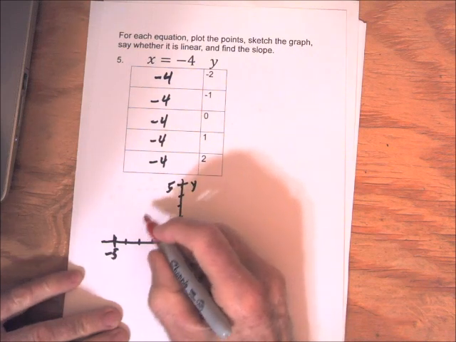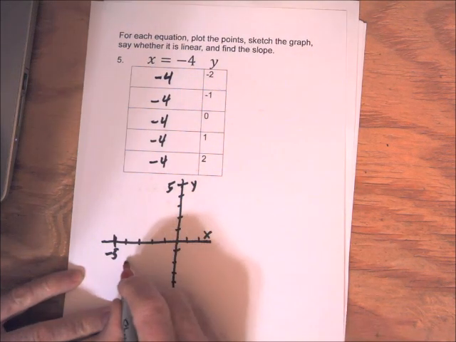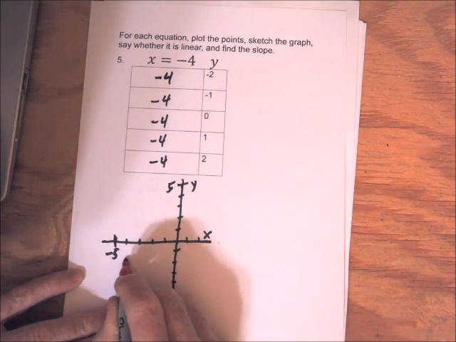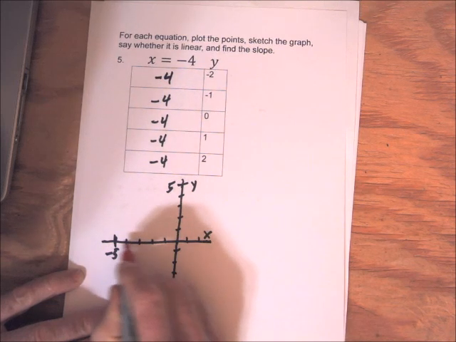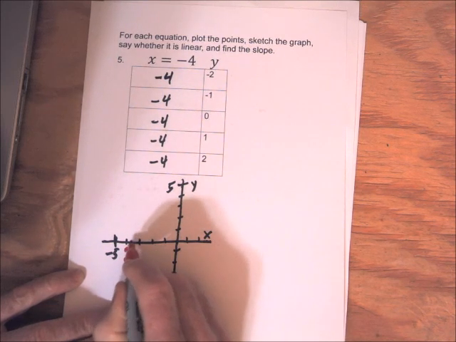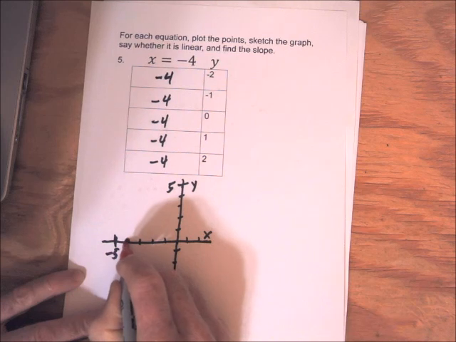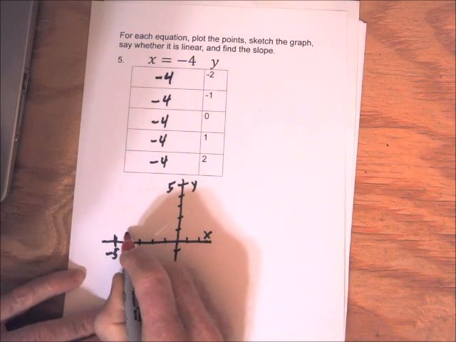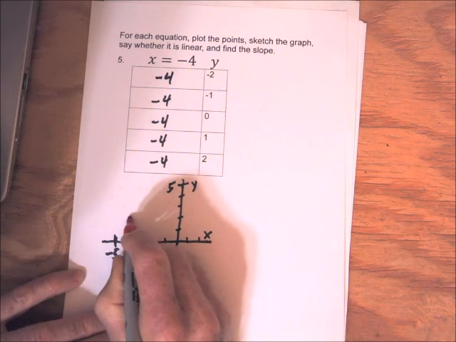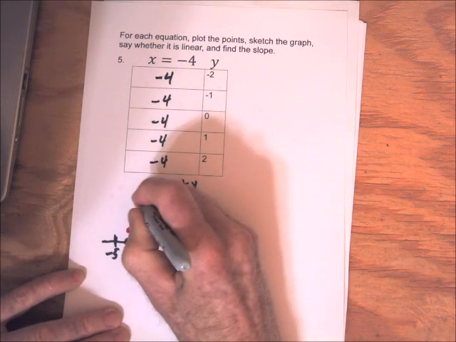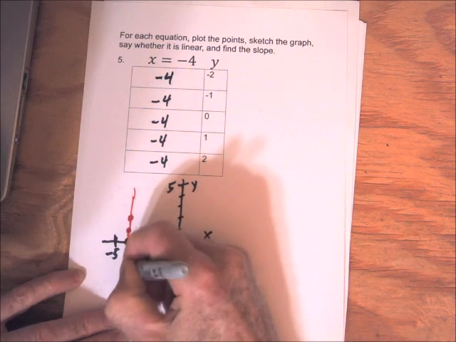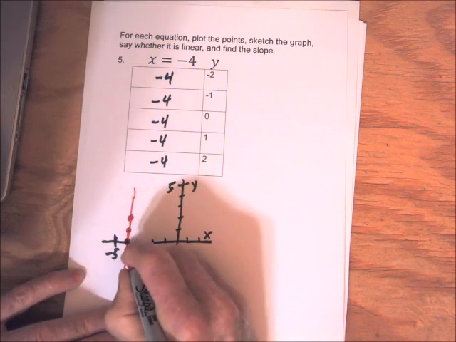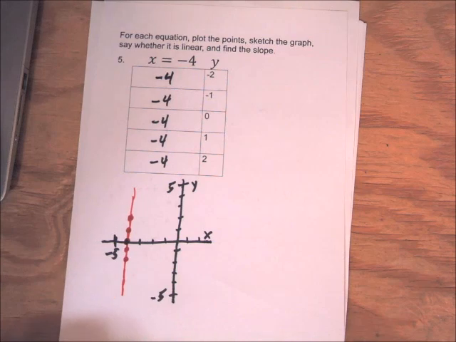So this one here, you have the point -4, -2, that's 4 to the left down 2. And then -4, -1, that's 4 to the left down 1. -4, 0, 4 to the left up or down 0. -4, 1, it's 4 to the left up 1. -4, 2, it's 4 to the left up 2. And these are all in the same straight line. You can connect the dots. That's our line. Okay, so it's linear.